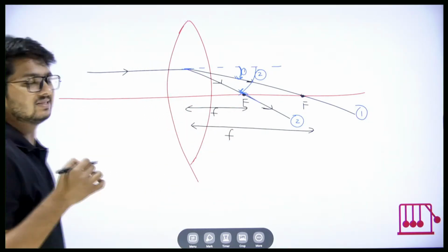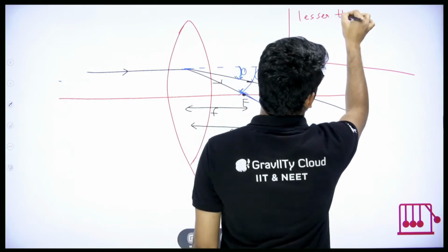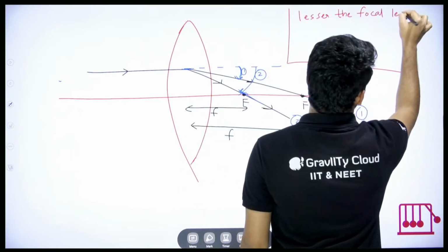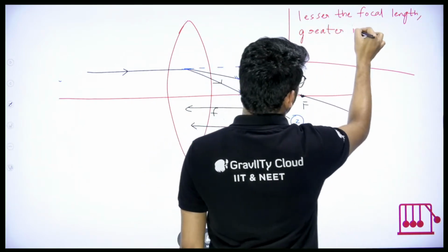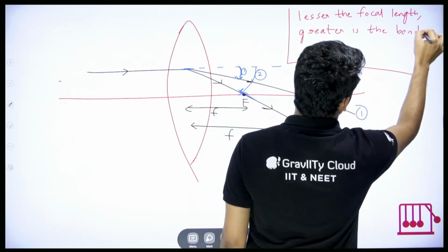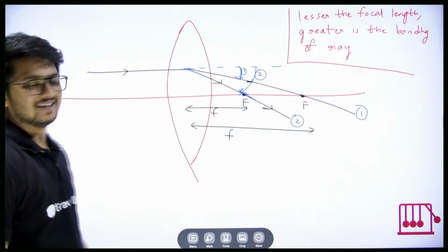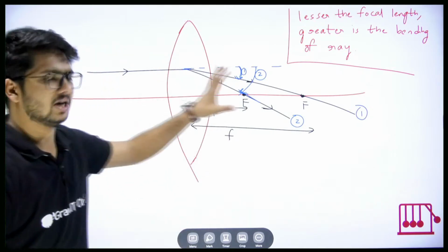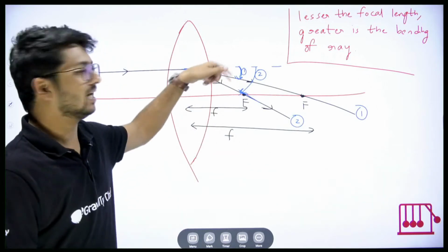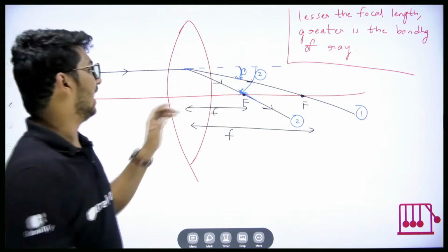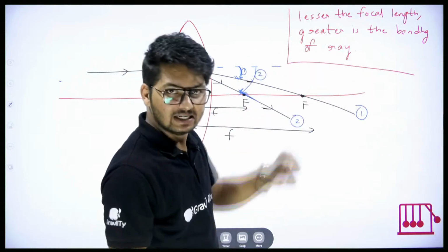So here you can clearly say a point: lesser the focal length, greater is the bending. You can say convergence, it's fine. Greater is the bending of the ray. Clear? Just look at that carefully. We have taken two cases, two different focus, that means two different focal lengths, and we have looked at the bending. In the second case, the bending is more, and the focal length is less. So, lesser the focal length, greater is the bending of the ray.